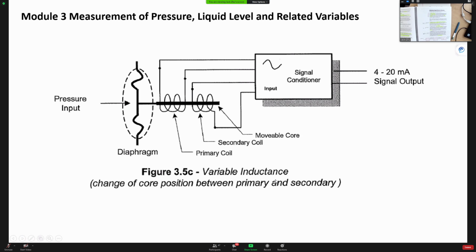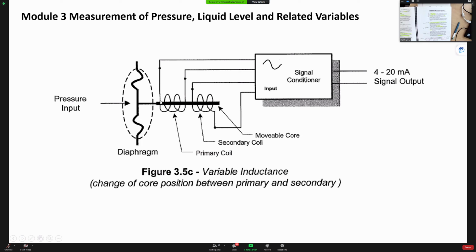This is called a variable inductance. So it's also a diaphragm primary element. The pressure causes this to move. The diaphragm is attached to an iron core, or movable core, and you have a primary coil and a secondary coil. It depends on how much voltage is going to be induced on the secondary.